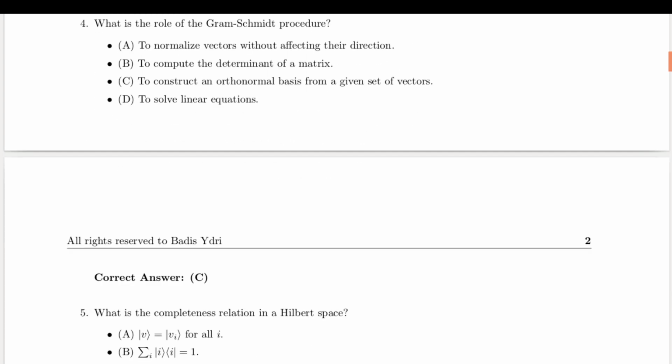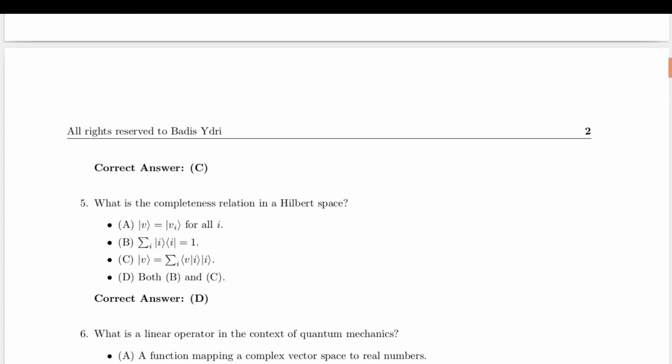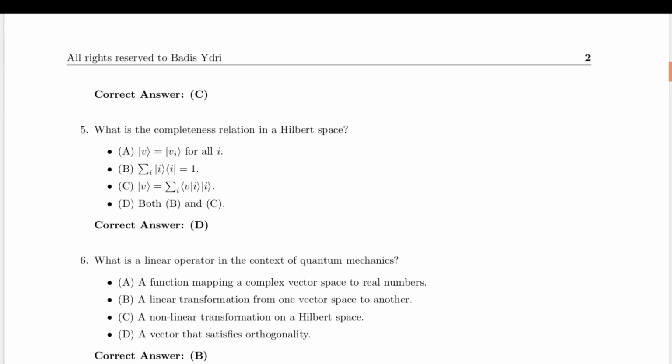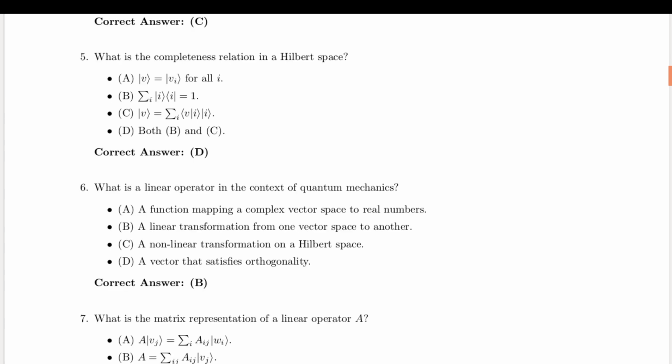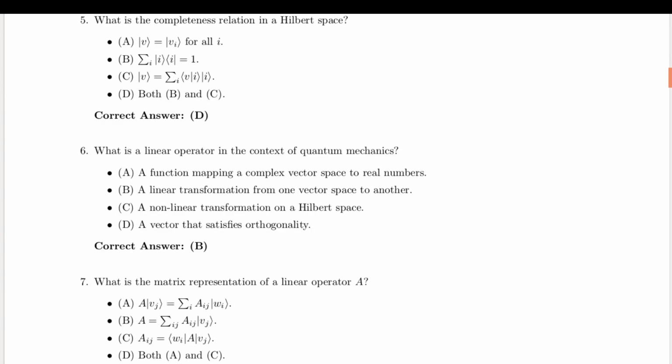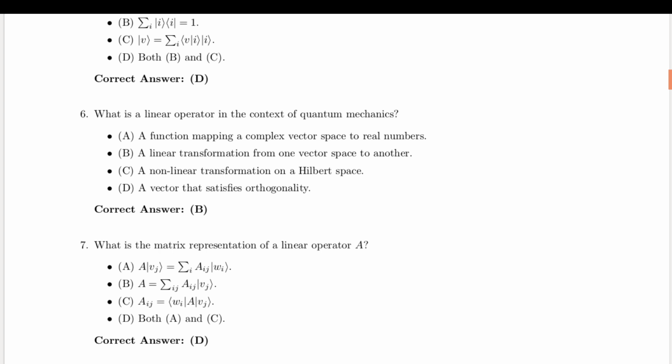Quantum states, or kets, are represented by symbols like ket v. These vectors represent possible quantum states. Inner product. This is the overlap between two states, written as the inner product of v and w. It defines orthogonality, where the overlap is 0, and normalization, where the state has a total probability of 1.